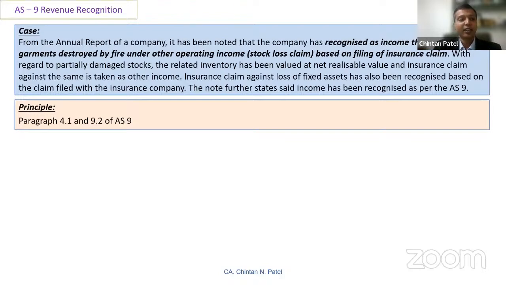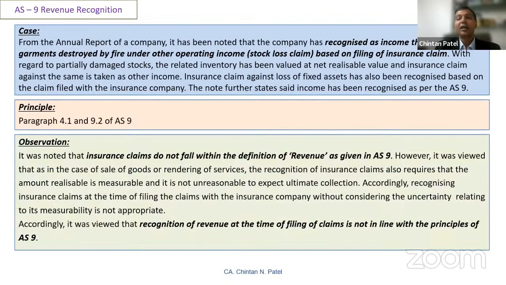Come to the next point, which says that from the annual report of a company, the company has recognized as income the entire cost of garments destroyed by fire under other operating income based on filing of insurance claim. Plus, it mentioned that with regard to partially damaged stock, the related inventory has been valued at a net realizable value, and insurance claim against the same is taken as other income. Insurance claim against loss of fixed assets has also been recognized based on the claim filed with the insurance company. The note further said income has been recognized as per AS9.